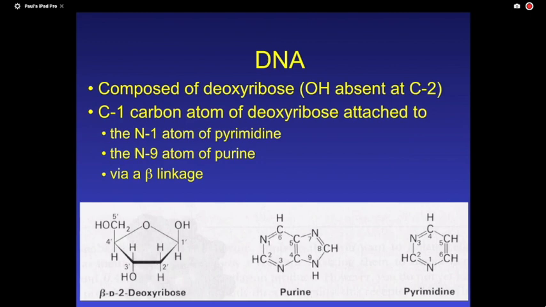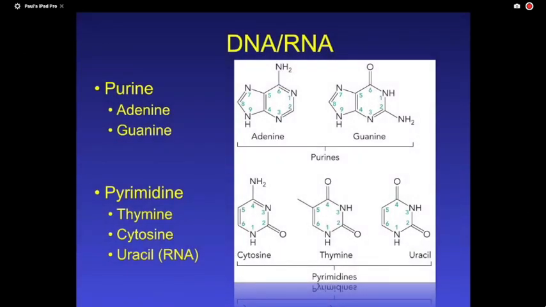Okay? Now, the attachment is important. The 9th position nitrogen on the purine is attached to the 1 position on the sugar, and it is always beta, or above the ring. And then the 1 position nitrogen of the pyrimidine is attached to the 1 carbon of the sugar in the beta linkage, or above the ring. These you should know, highlight, star, memorize, put into your heart of hearts. Okay? The purines and the pyrimidines. We have 2 purines, we have 3 pyrimidines.